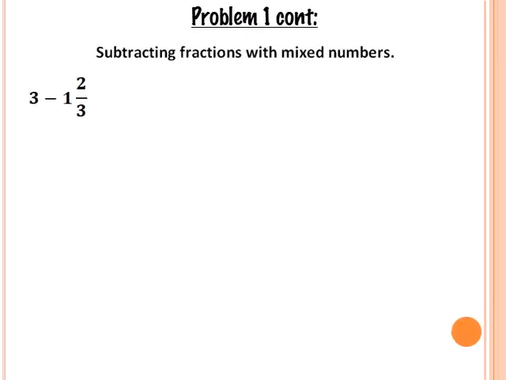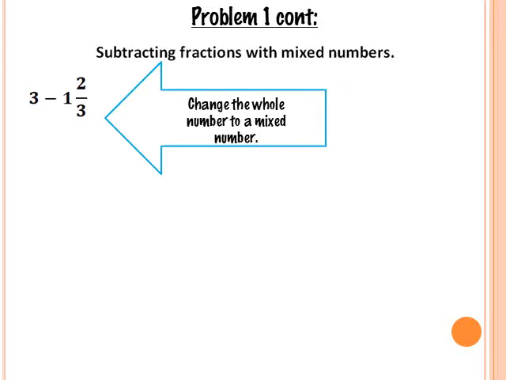This next problem is a subtraction problem. 3 minus 1 and 2/3. Let's see what we need to do first. First, let's change the whole number to a mixed number. So 3 is our whole number, so we're going to try to make it look like a mixed number, which is a whole number with a fraction to its side. So what we'll do is regroup the 3 and take it down to a 2.